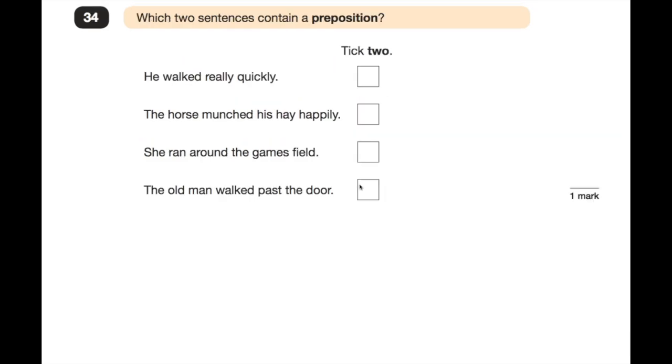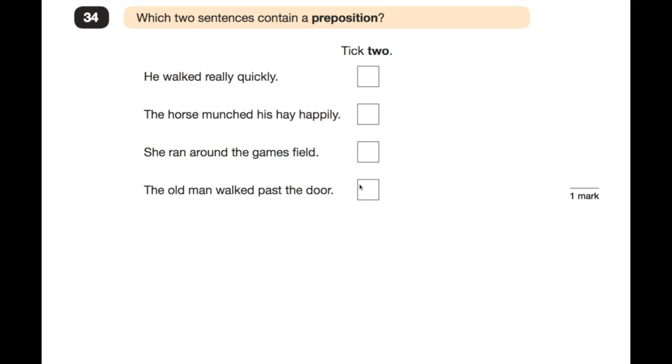Number 34 says, which two sentences contain a preposition? And a preposition is essentially where something is. So you could say on your head, behind your back, in your pocket, around the corner, in between. That's a good place to start.